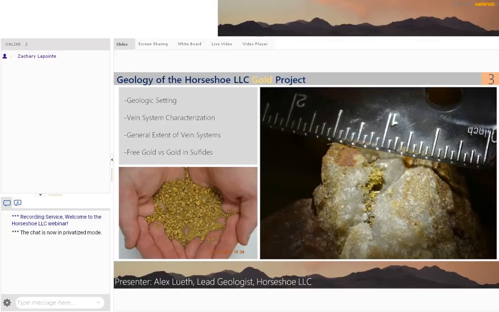The general extent of the vein systems, they are large. Our longest vein so far is over 2 miles, and that's a surface measurement. It doesn't mean that it is only exposed for 2 miles, but that's where we can see it.